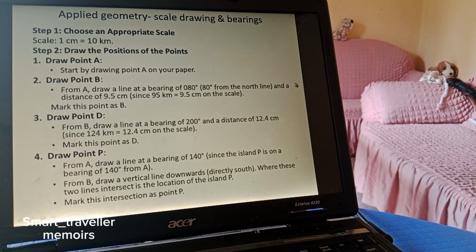Draw point P. From A, draw a line at a bearing of 140 degrees, since the island P is on a bearing of 140 degrees from A. From B, draw a vertical line downwards, directly south. Where these two lines intersect is the location of the island P. Mark this intersection P.